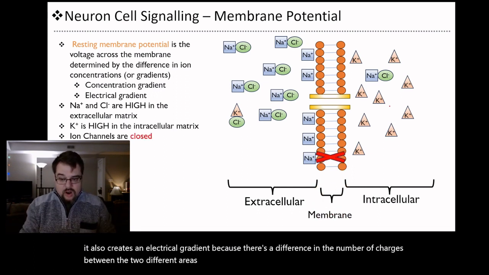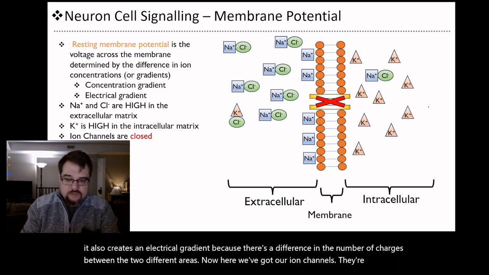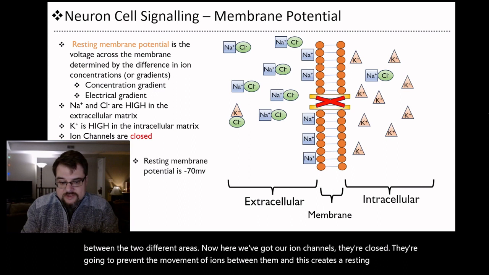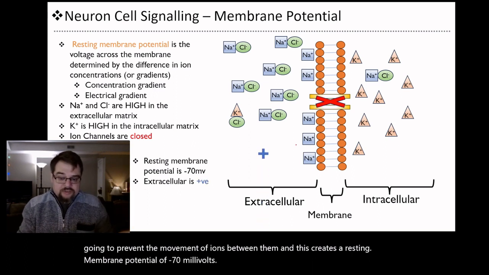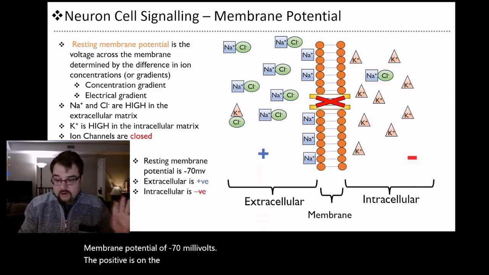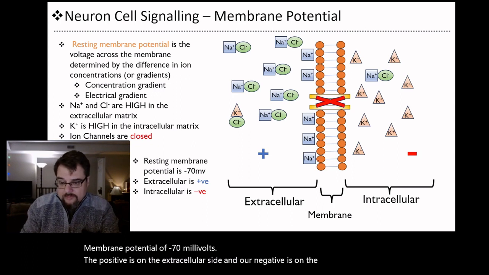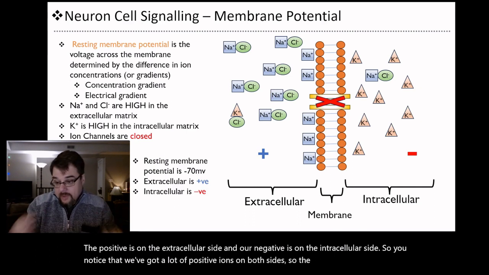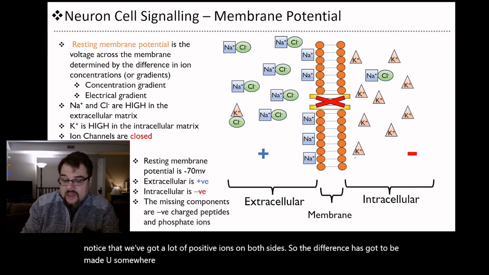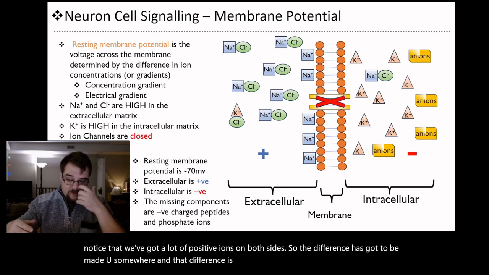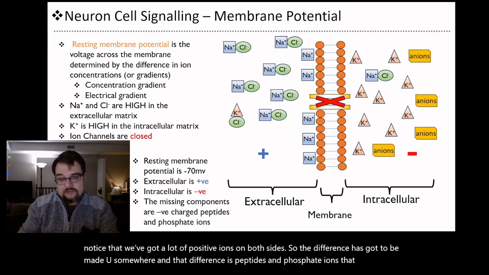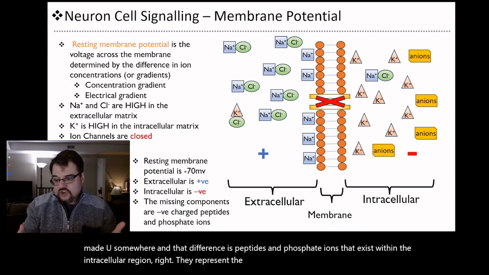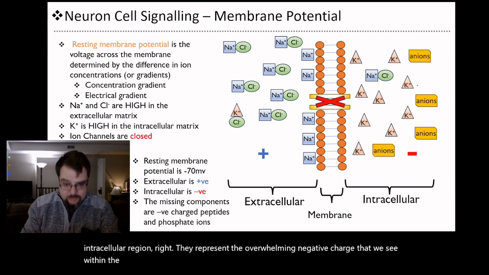Now here we've got our ion channels. They're closed. They're going to prevent the movement of ions between them. And this creates a resting membrane potential of negative 70 millivolts. The positive is on the extracellular side, and our negative is on the intracellular side. So you notice that we've got a lot of positive ions on both sides. So the difference has got to be made up somewhere. And that difference is peptides and phosphate ions that exist within the intracellular region, right? They represent the overwhelming negative charge that we see within the intracellular space.